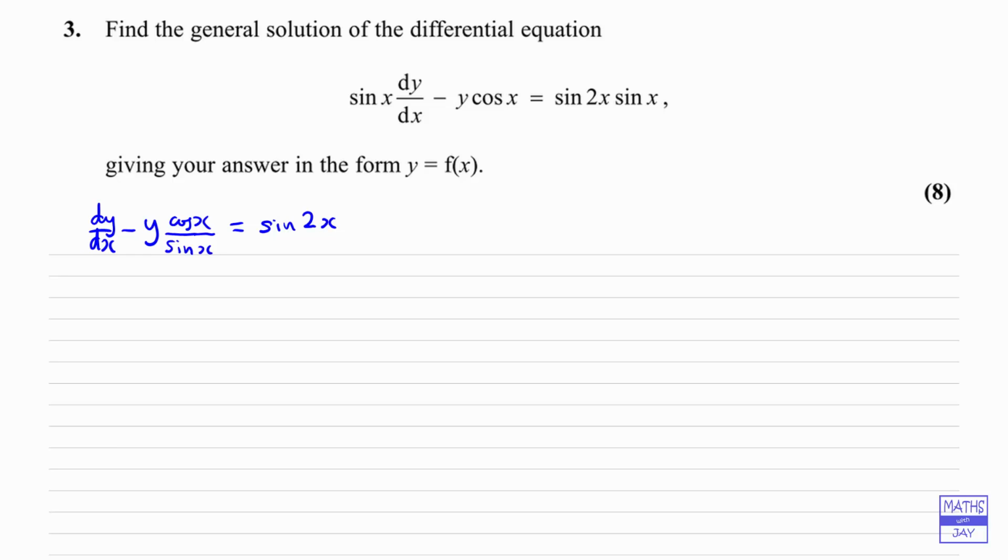And remember that we want to write the left-hand side as the derivative of a product of y and a function of x. And we'll be able to do this if we multiply the whole equation through by the integrating factor. So let's write down the integrating factor. So this is going to be e to the power of the integral of, and now what we want here is the coefficient of y. So that's going to be minus cos x over sine x.